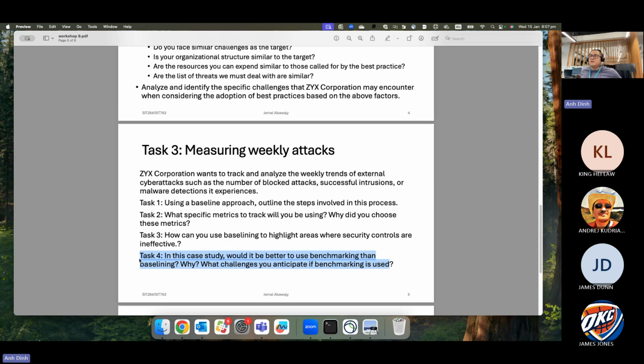baselining first, and then at a certain point, for example, we keep doing baselining, and then we see that we're improving pretty well, right? We are on the right track. And then once we think we're satisfied with the improvement, then we can start looking outside, right? This is where benchmarking starts to become useful.